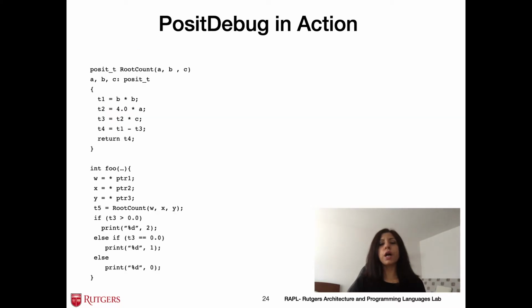Now let me show you how you can use PositDebug with an example. I will walk through this example later on. Details of the program are not important at this moment.